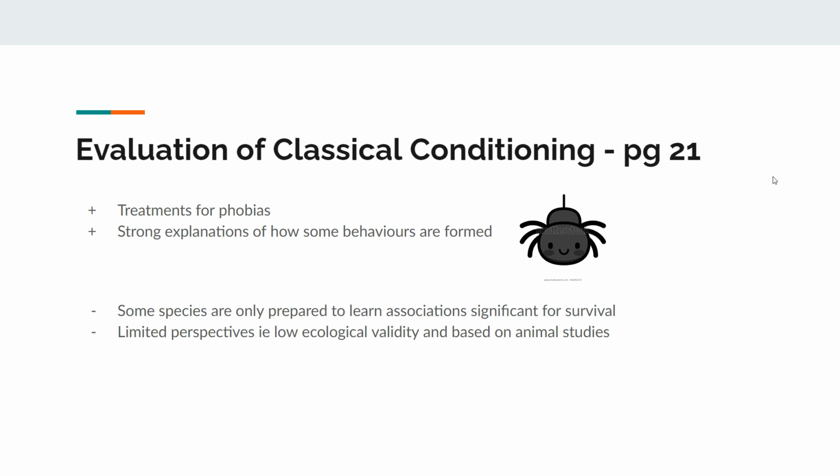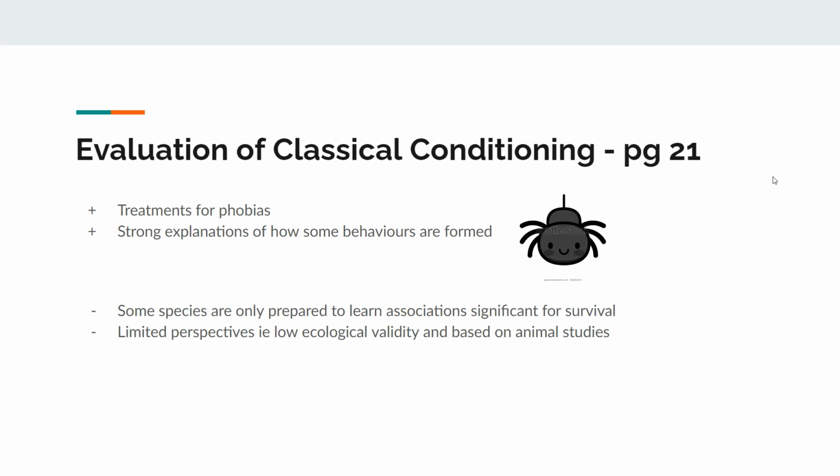So we've got 2 strengths and 2 weaknesses of classical conditioning. Firstly, a really, really important strength, and in fact, this is going to be an important strength of all of the approaches. The approaches will all lead to a form of treatment. That's always going to be an important strength because really that's the whole point of psychology. We're trying to understand people and their behavior, and one of the key benefits of that is that we can then use that knowledge and understanding to help people if they are suffering from an array of different problems.